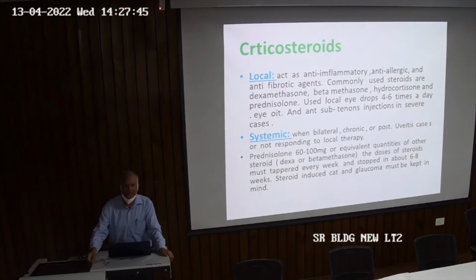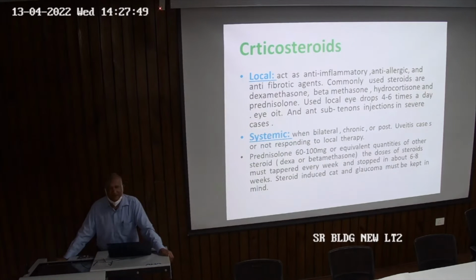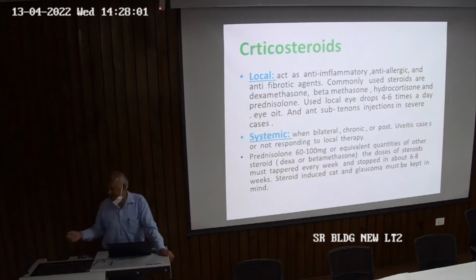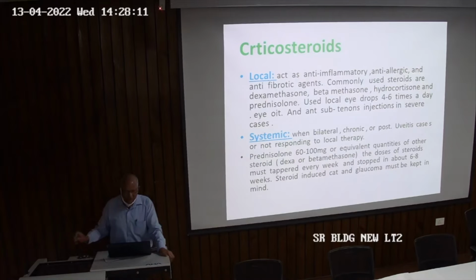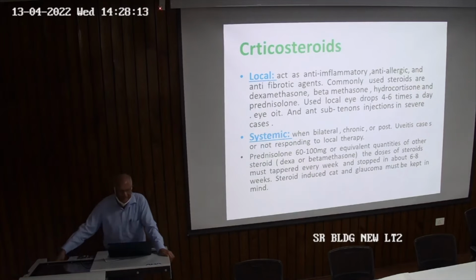Corticosteroids. If you have read in pharmacology, corticosteroids have three main actions: anti-inflammatory, anti-allergic, and anti-fibrotic. We are starting them here because it is an inflammation. There are many types: dexamethasone, short-acting, medium, and long-acting. We will start them topically as well as systemically. Locally they act as anti-inflammatory, anti-allergic, and anti-fibrotic agents. Commonly used steroids are dexamethasone, betamethasone, hydrocortisone, and prednisolone.